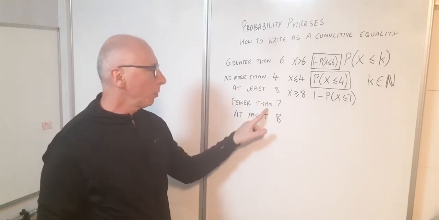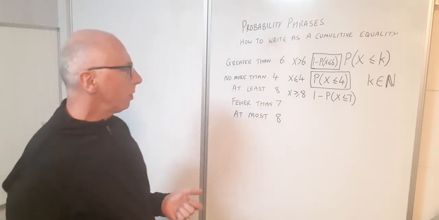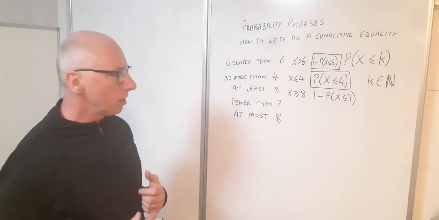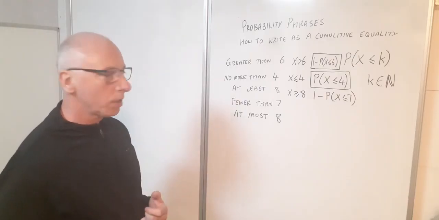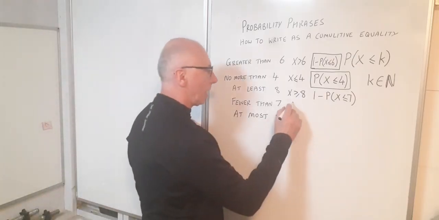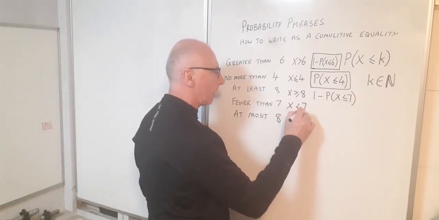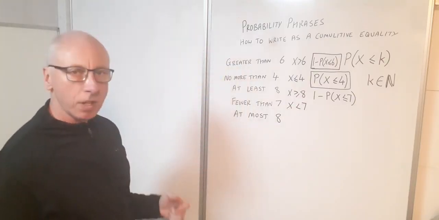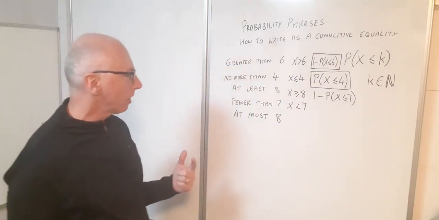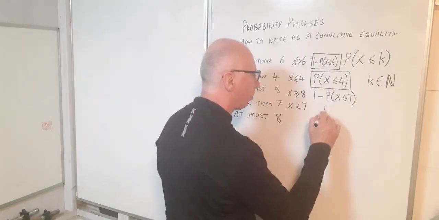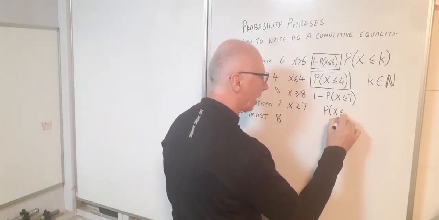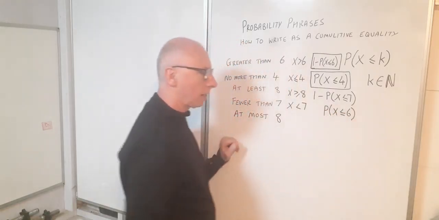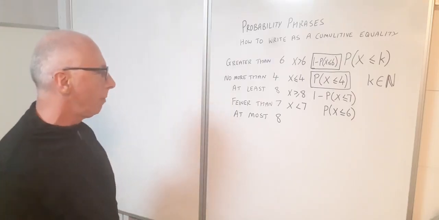So now we want fewer than 7. So fewer than 7 says that 7 is not actually part of it. So it's got to be less than 7. So now what we're saying is x is less than 7. So the next one down from that is going to be 6. So fewer than 7 would be probability x is less than or equal to 6. So that would take care of that one.